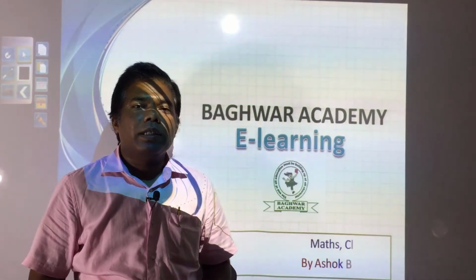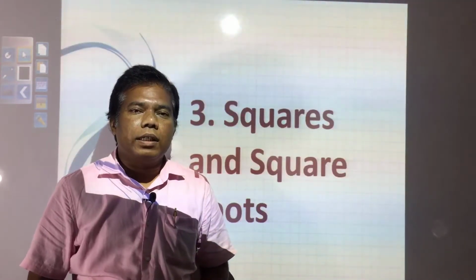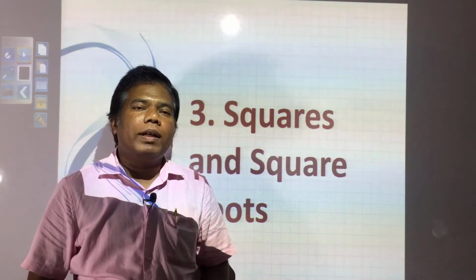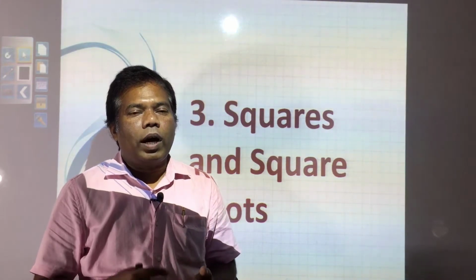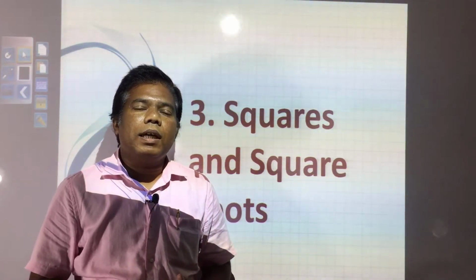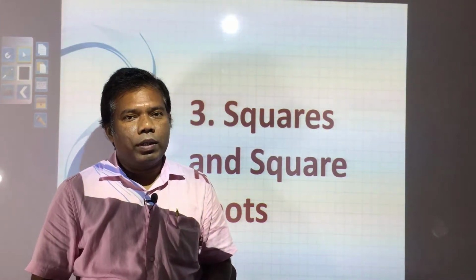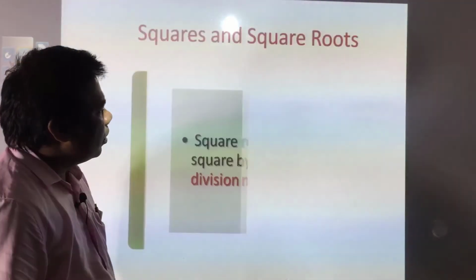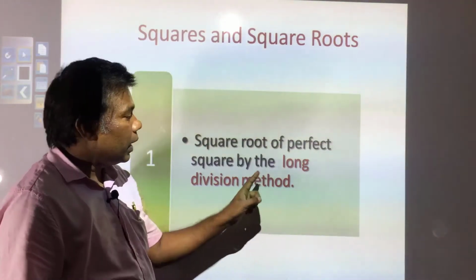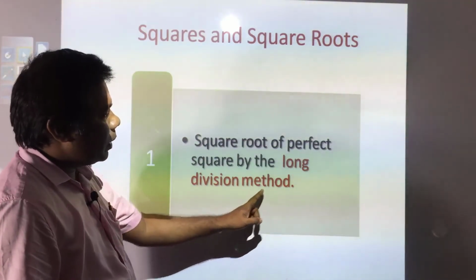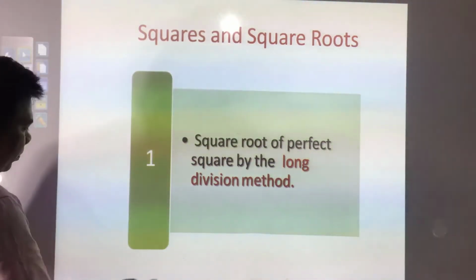As we have been doing squares and square roots, we have already completed Exercise 3D, and we have learned how to find the square root by the prime factorization method. I hope you have completed that exercise and learned how to find the square root by prime factorization. Today, we are going to learn the square root of a perfect square by the long division method. Last time we saw the prime factorization method; today we are going to see the long division method. So, let us start.